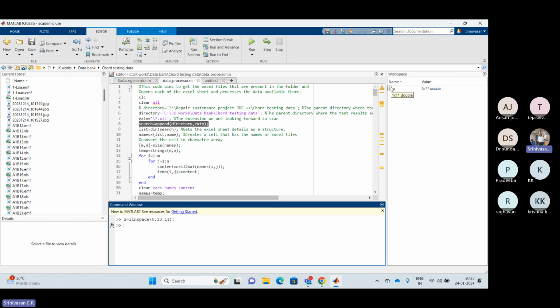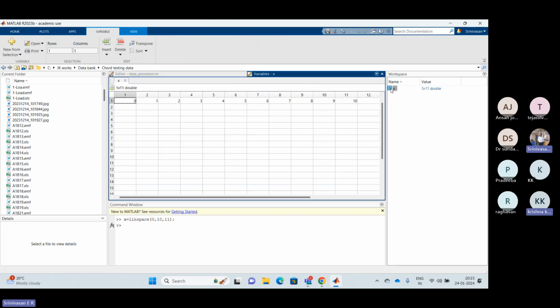Immediately once I press enter, what you see on the right in the workspace is that the variable by name x is created, and the value is also given, 1 by 11 double. And if I double click this, I will be able to see the values for x written also. So it starts from 0 and goes all the way up to 10.